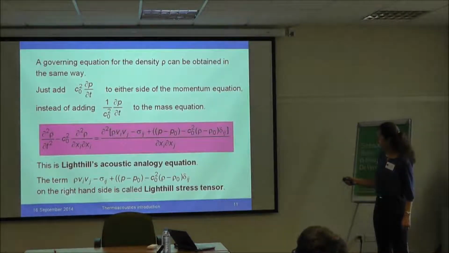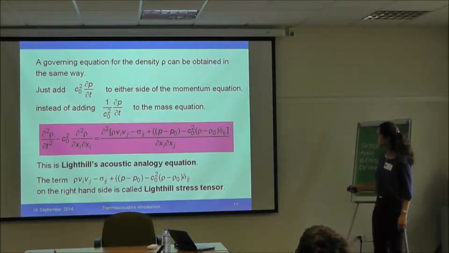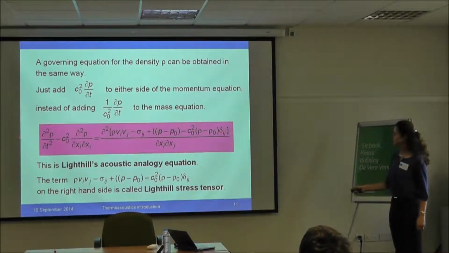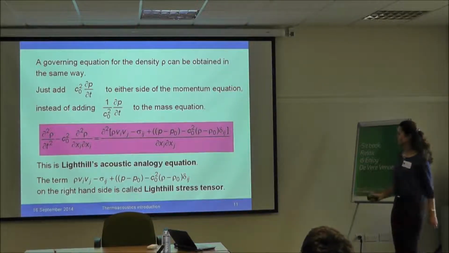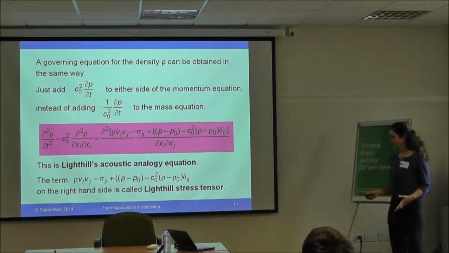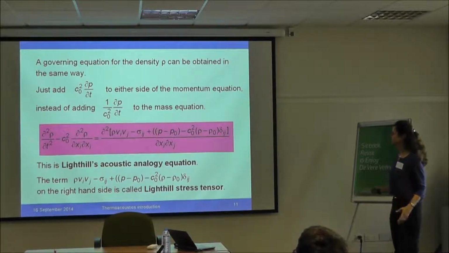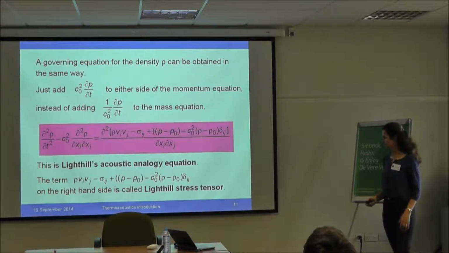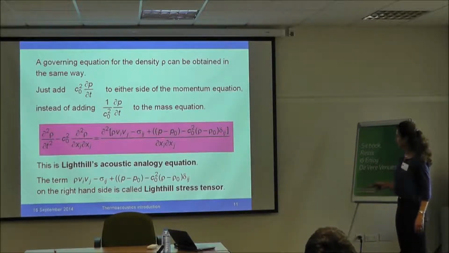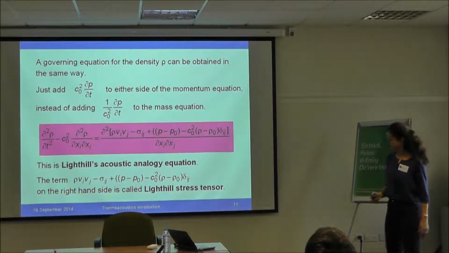That's directly equivalent. I've described here how it's done, and what you get when you do all this is a similar equation which has on the right-hand side just this sort of double derivative with respect to position x. And this is the original form of Lighthill's acoustic analogy equation. That's the classic form of it with this double derivative on the right-hand side. And the term that's being differentiated on the right-hand side, this term here, is called Lighthill's stress tensor.